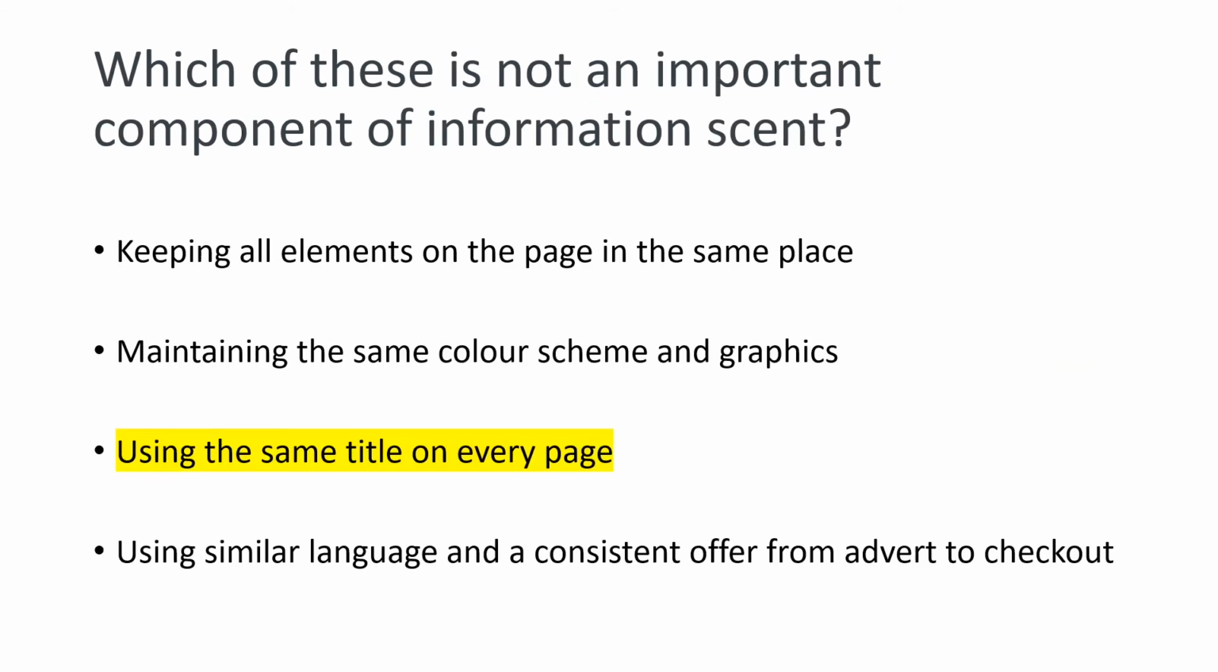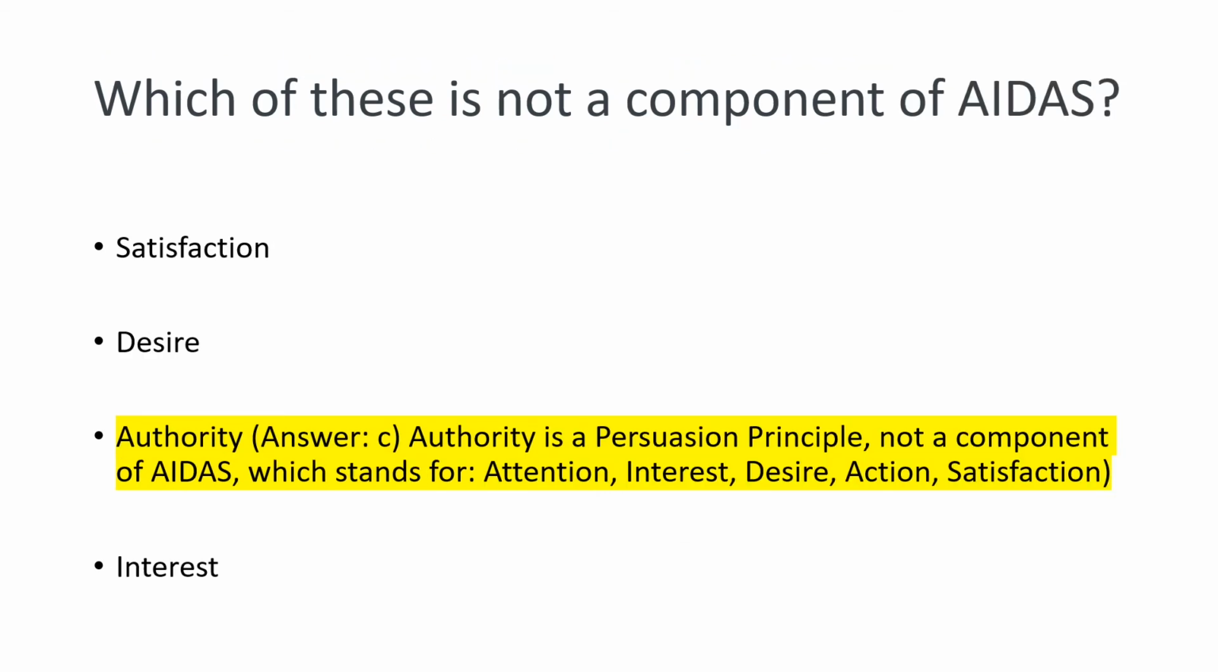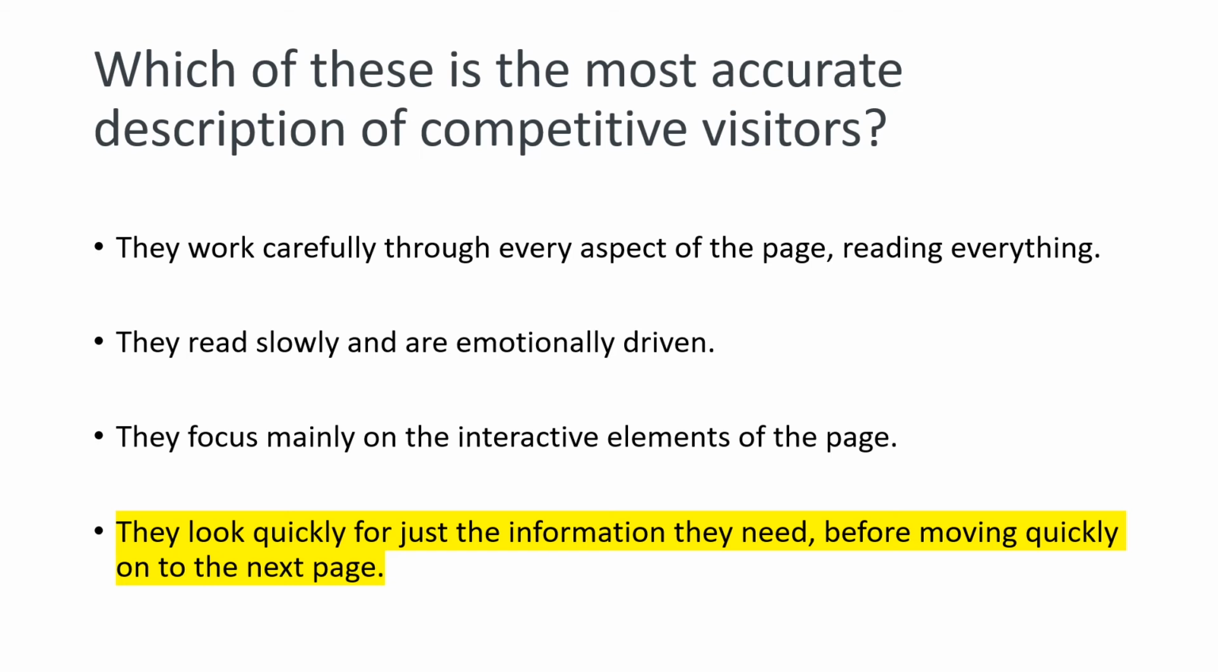258. Which of these is not an important component of information sent, using the same title on every page? 259. Which of these is not a component of AIDAS? Authority. Answer: C. Authority is a persuasion principle, not a component of AIDAS, which stands for attention, interest, desire, action, satisfaction. 260. Which of these is the most accurate description of competitive visitors?